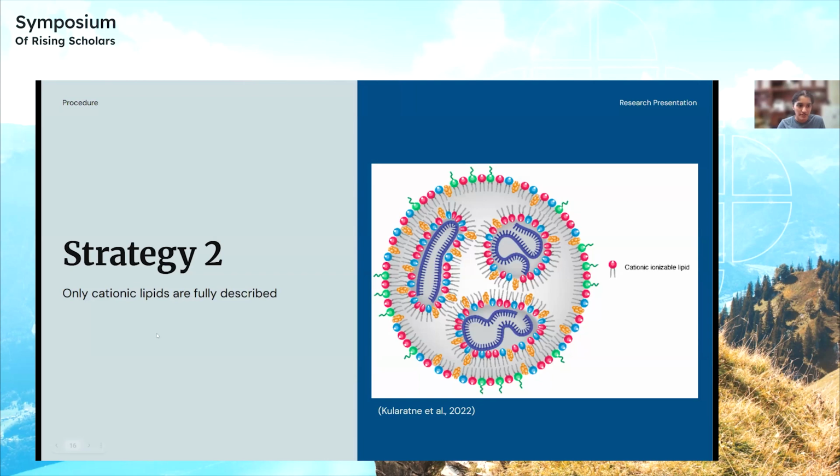The second strategy was only fully describing the cationic lipids through RDKit, and this one I predicted would have a lower accuracy because only describing the cationic lipids would leave behind the other components in the structure of the LNP. And then lastly, strategy 3, which was my hypothesis, the cationic lipids and the helper lipids were fully described. And as I mentioned earlier, this was because they had the most variations in the data set as I was studying them.